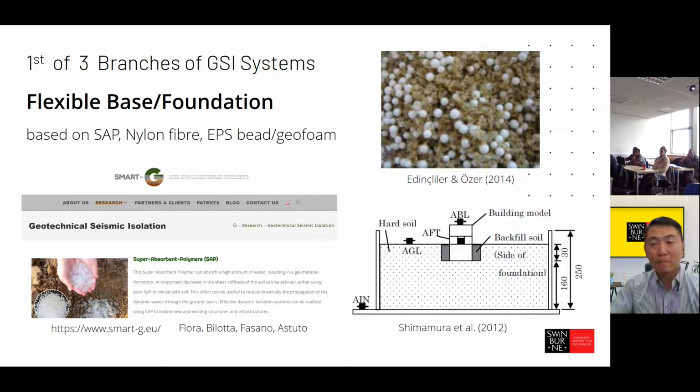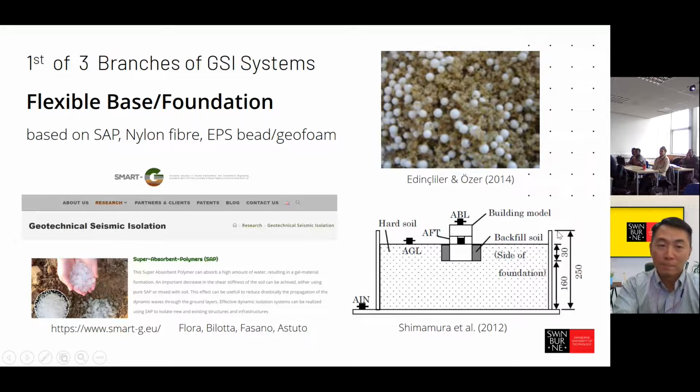And then apart from rubber soil mixtures and also EPS geofoam that I have just mentioned, there are also other materials that can be used for achieving GSI. For example, there is a group from Napoli, Italy. They have proposed the use of super absorbent polymer for achieving GSI. And they have even established a spin-off company. That means they commercialized the technology and promoted it to the market. And we have a group from Turkey who are using EPS bead and EPS geofoam for achieving the same purpose.